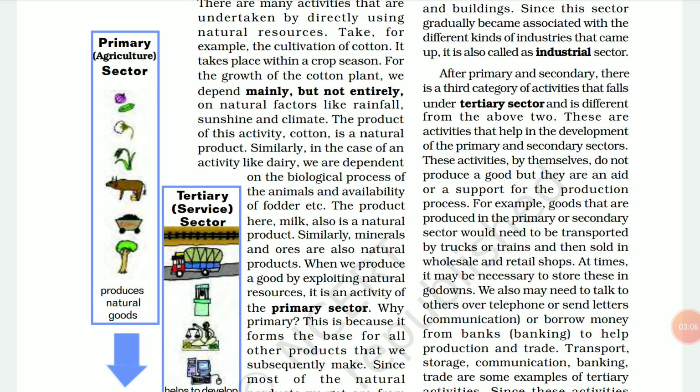So what is a primary sector? When any good is produced and the dependency of production is directly on nature, like production of milk, dairy products, production of farm products. All these are closely related to agriculture, or their dependency is directly or indirectly on nature. So they are called the primary products.